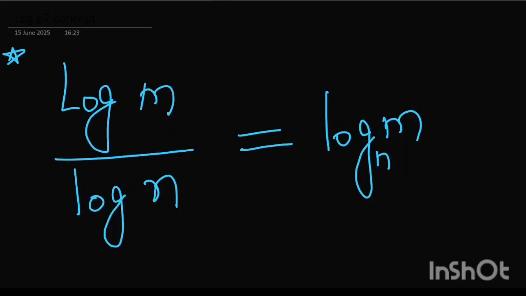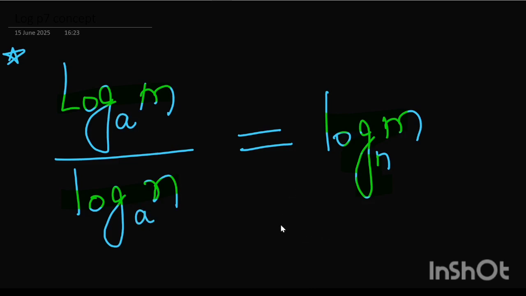Let's see another property. Log m upon log n is log m base n. I haven't written the base, so what should the base be? Here the thing is, the base should be the same. If I am taking base a here, a should be taken here as well.